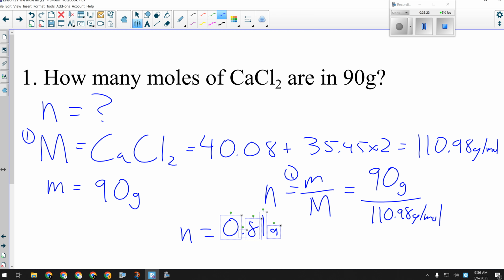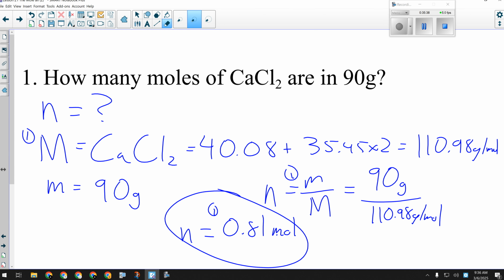Oh, not grams. What are my units? It's moles, yeah. Okay, so 0.81 mole. Okay, that would be your third and final mark. And we'll say 2 decimal places on your final answer is good enough.